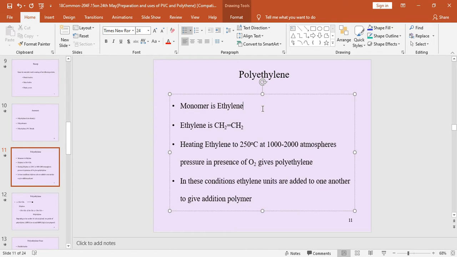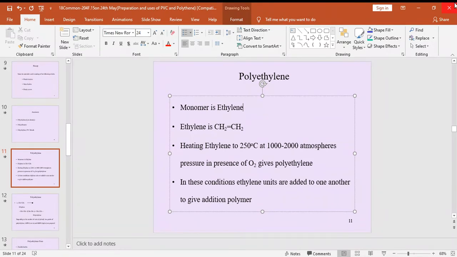In these conditions, ethylene units are added to one another to give an addition polymer. Right? This is the polyethylene preparation. So note down these points.